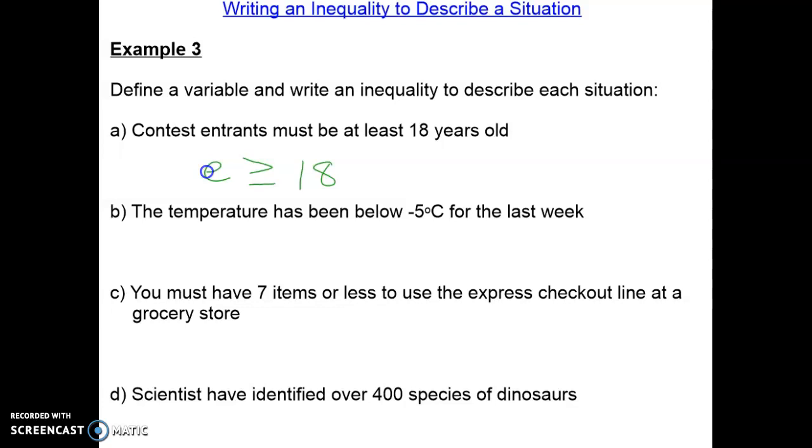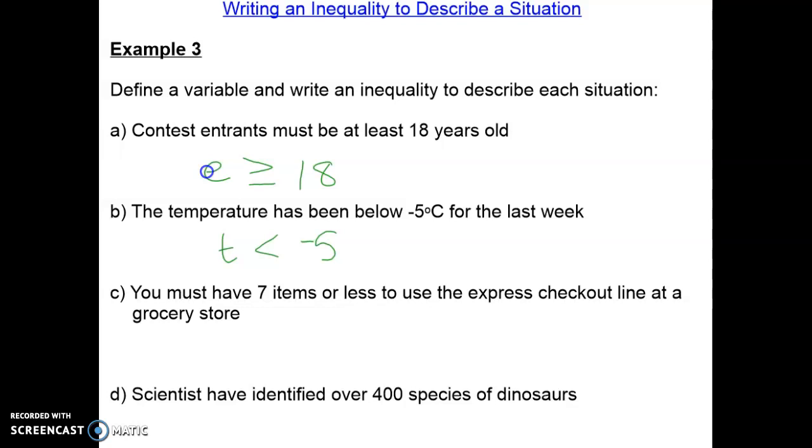For B, the temperature has been below -5 degrees Celsius for the last week. So let's use T as our variable for temperature. It's been below -5, so we're going to put our -5 down. We're going to use a less than sign. If it had been -5 or below, we would have used our equal sign as well. But since it has to be below -5, it's got to be T less than -5.